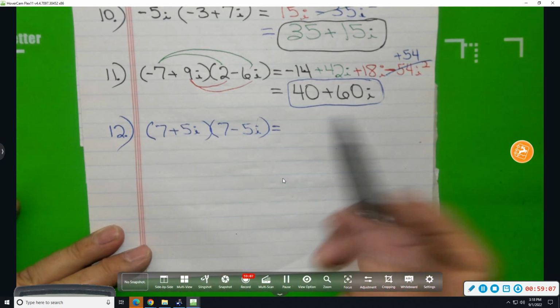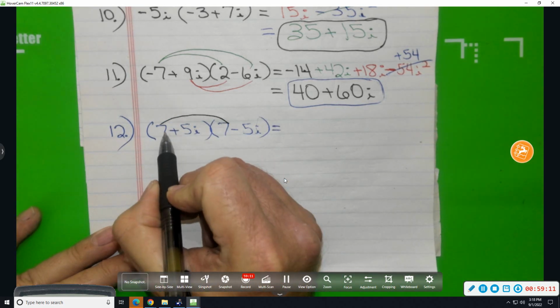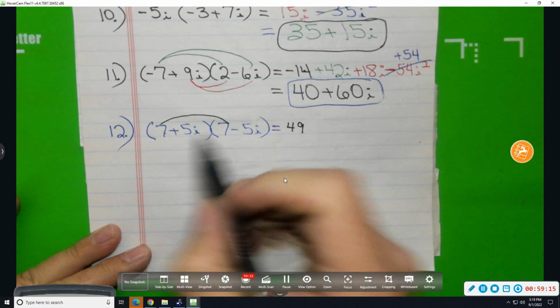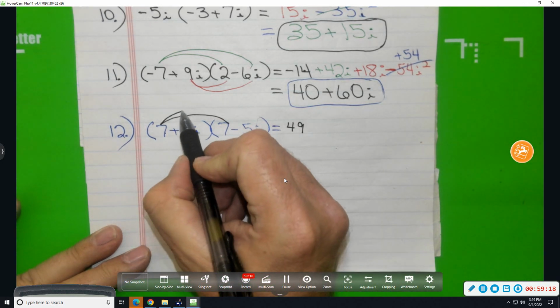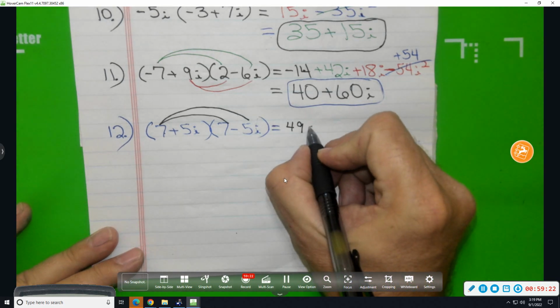Okay, let's see. Another FOIL problem, but look at this one. 7 times 7 is 49. I think you go faster than me, Tony. I suspect they like you better. No, if I'm going too fast, y'all tell me.